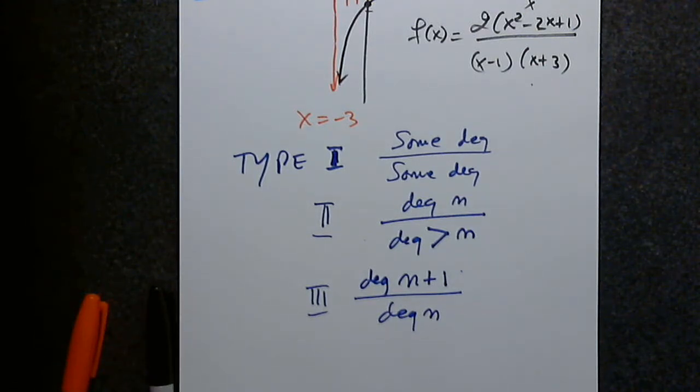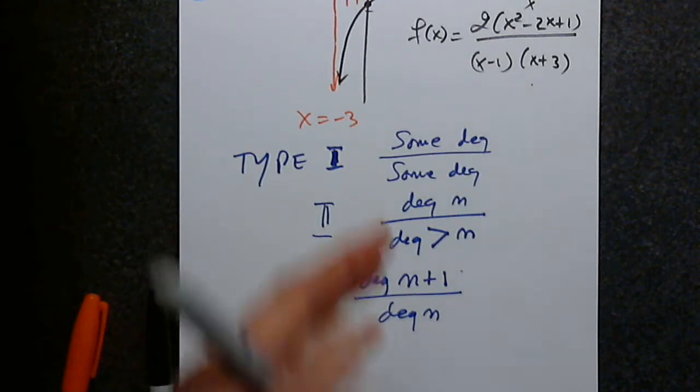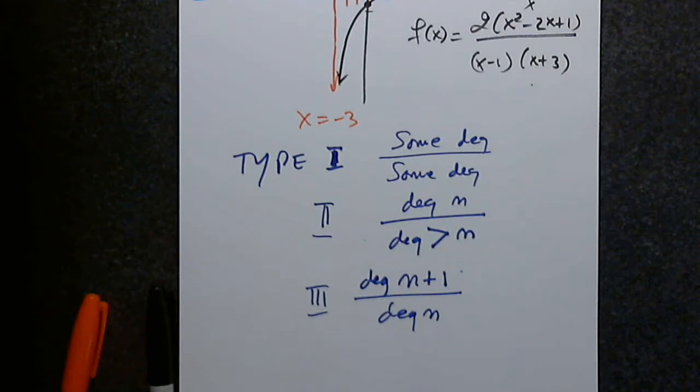Do we have more than 3 types of rational functions? Yes. But everything else is way more complicated, and they will not have horizontal or slant. Okay. All 3 can have vertical.